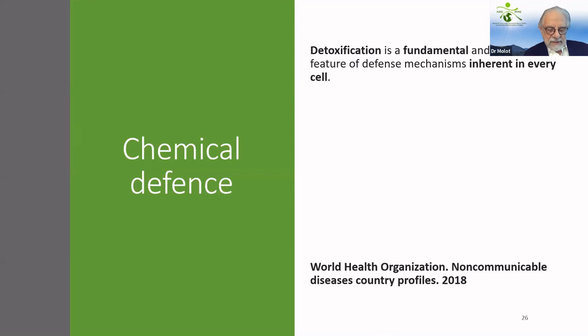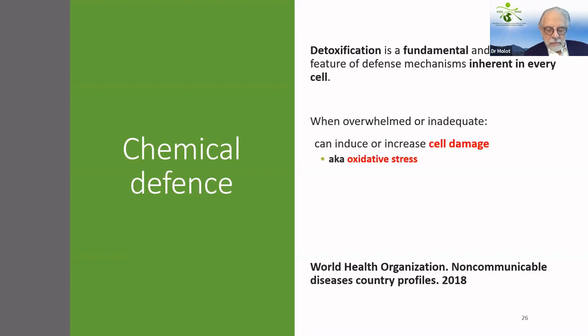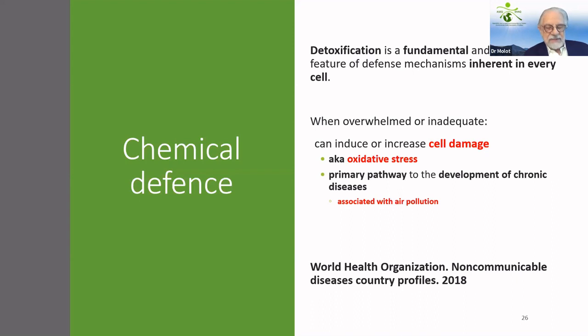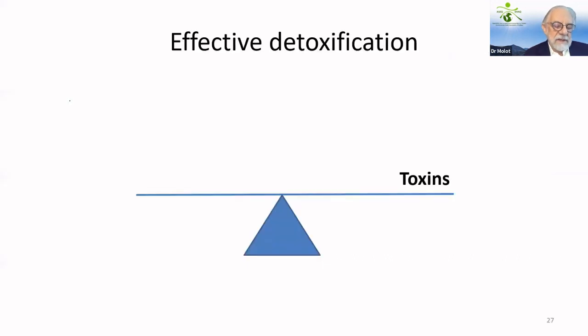Detoxification is a fundamental and essential feature of defense mechanisms inherent in every cell. When they're overwhelmed or inadequate, it can induce or increase cell damage. This phenomenon is also known as oxidative stress. It is the primary pathway to the development of chronic diseases associated with air pollution. Effective detoxification occurs when the toxins in our body are counterbalanced by antioxidants, which is why you need to eat lots of fruits and vegetables.